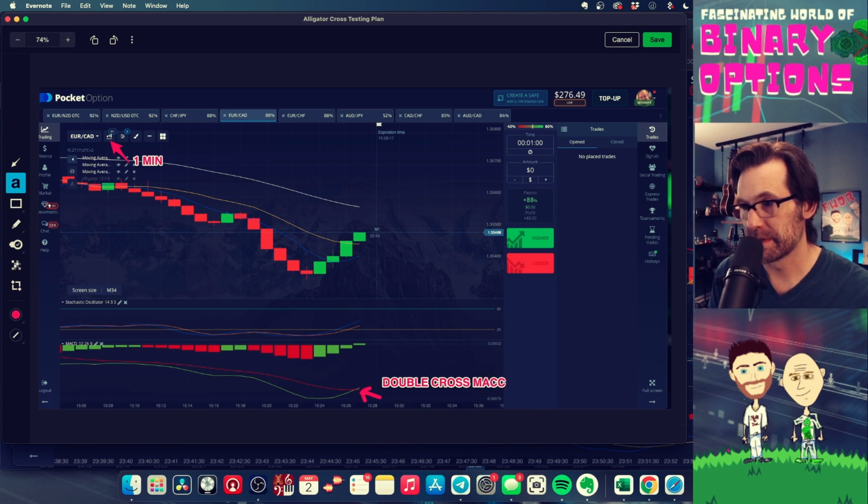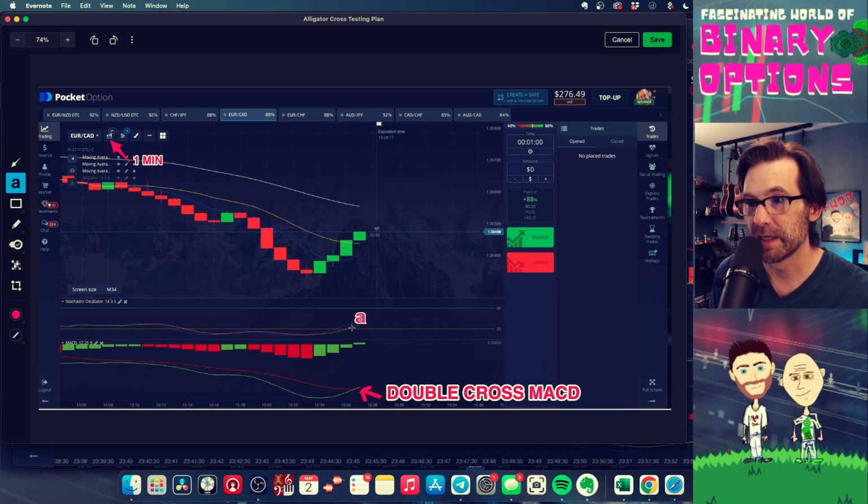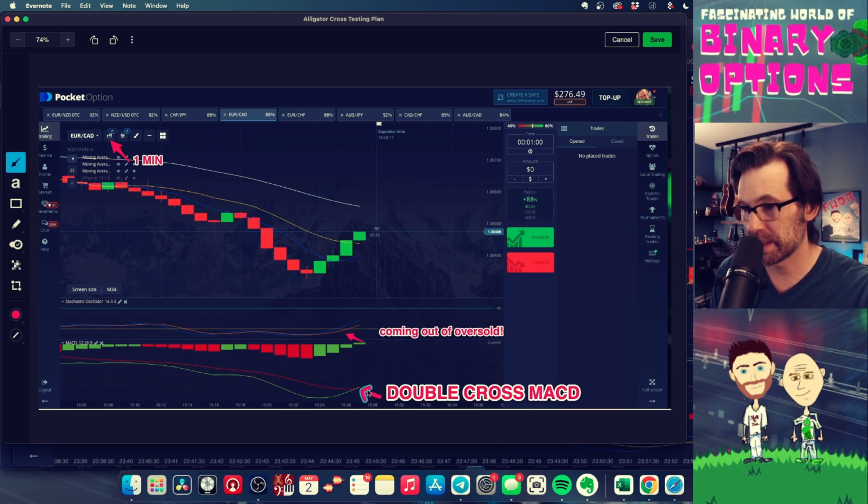MACD. So this is a huge, huge tell. A double cross in the MACD right here. And this is also coming out of oversold. So this is another really big indicator, coming out of oversold. I'm going to get rid of this because I don't like that. I just like to be more creative with that. Okay, and a huge double cross in the MACD.